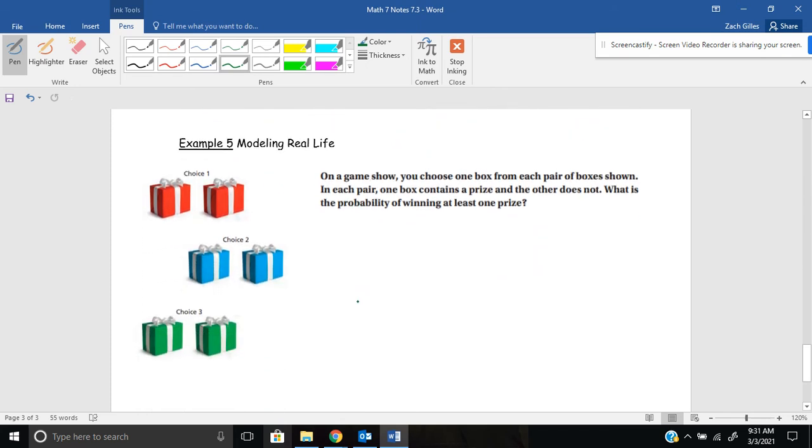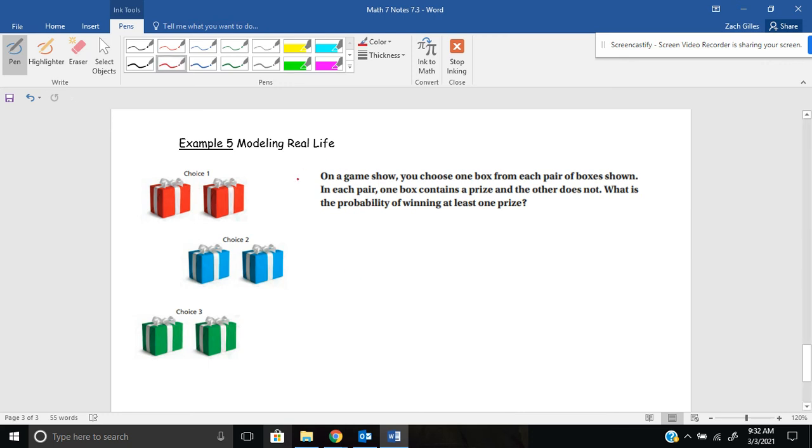Last example here, example 5, it says, on a game show, you choose one box from each pair of boxes shown. In each pair, one box contains a prize and the other does not. What is the probability of winning at least one prize? Okay, let's use a tree diagram to break this down.